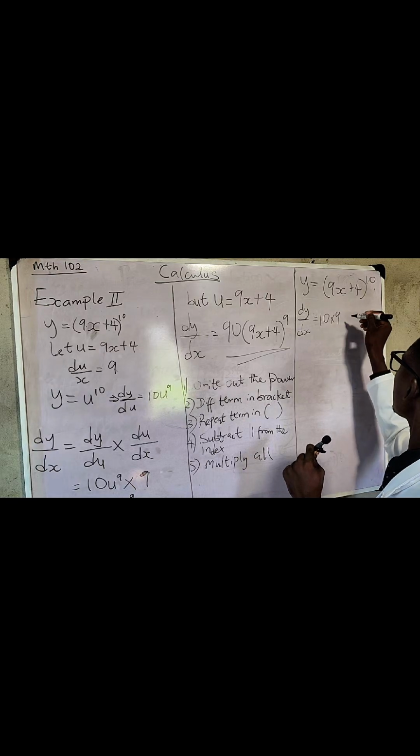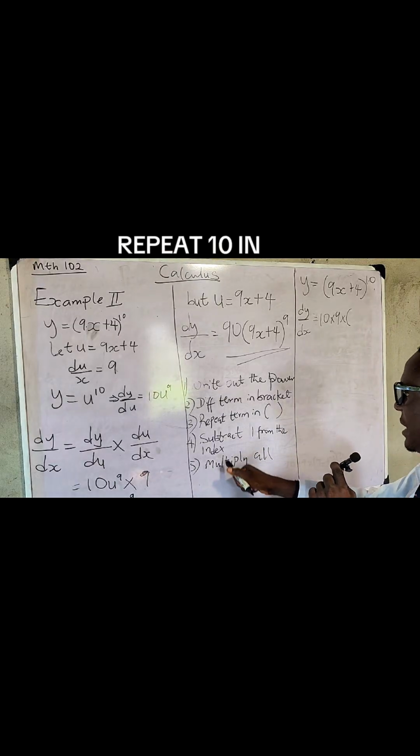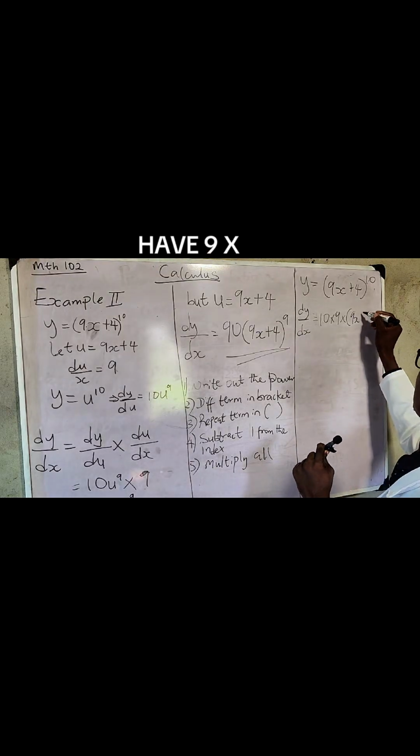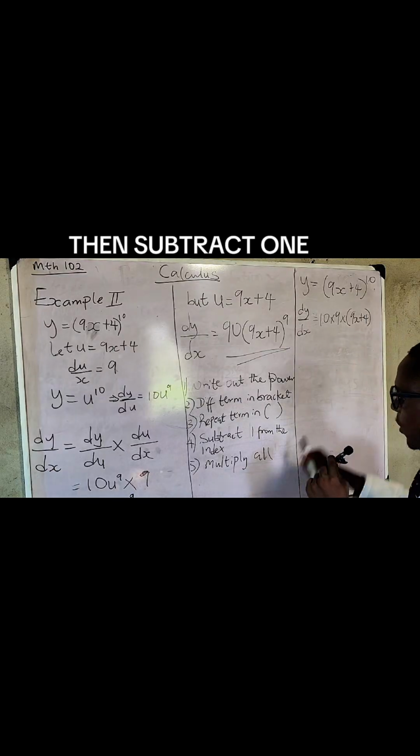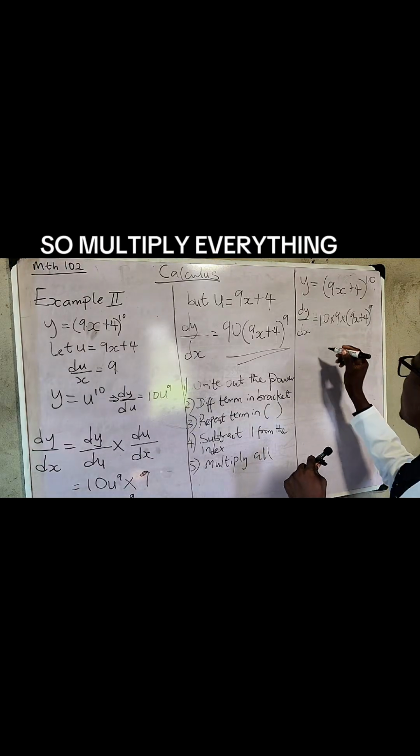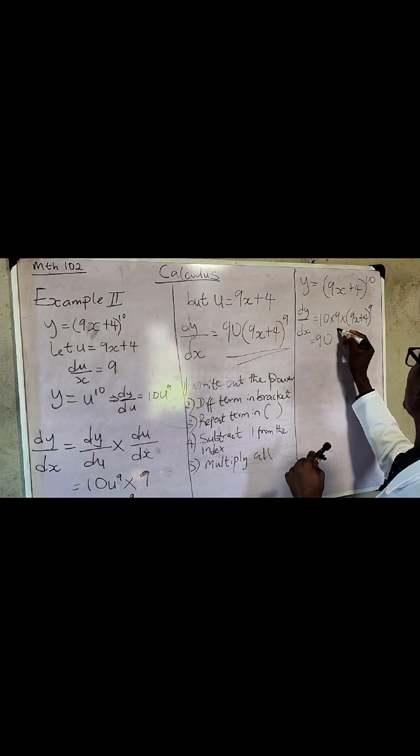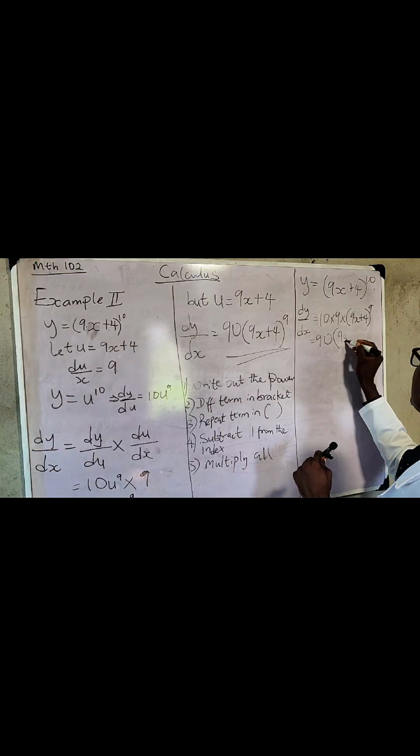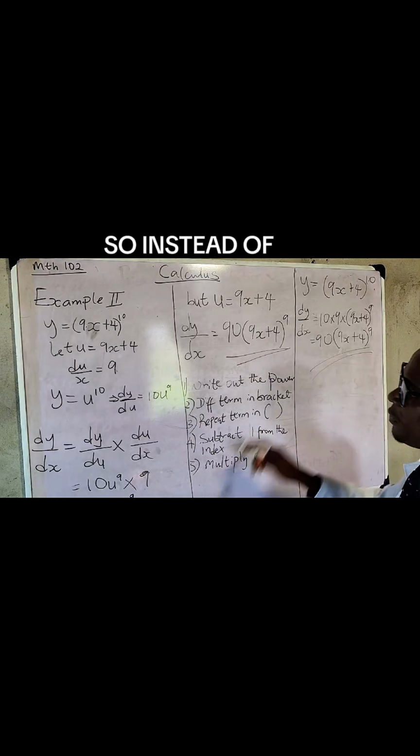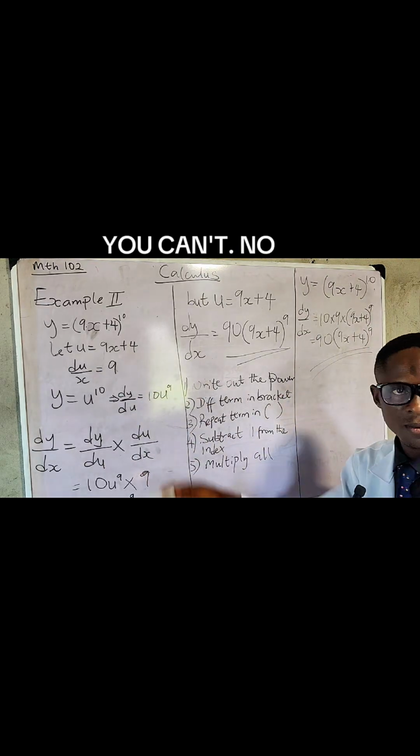Then I said repeat the term in the bracket. What's the term in the bracket? We have 9x plus 4. Then subtract 1 from the power, you have 9. So you multiply everything at the end. 9 times 10 is 90, then the bracket. So instead of doing this in the example, we just do three lines, you are done. No need of doing the long method.